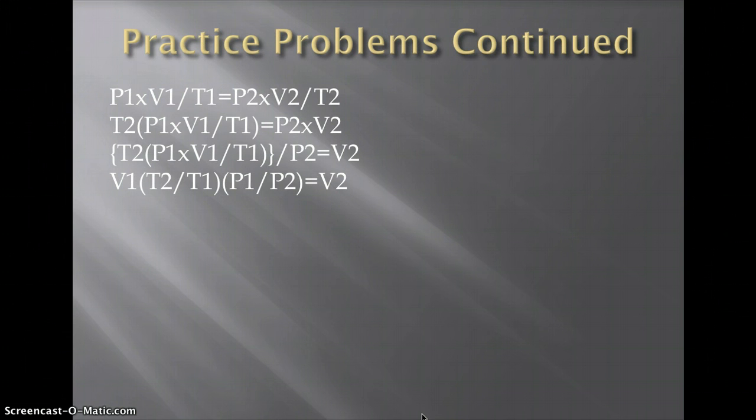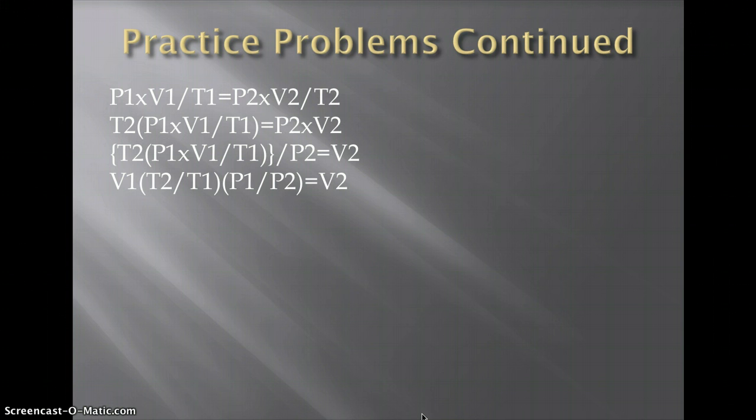As you can see here, this is how I used the actual formula to find out what V2 is. We have to isolate V2. So I first multiplied T2 on the right side and on the left side to get rid of the T2 on the right side. So now our equation is T2 times P1 times V1 divided by T1 equals P2 times V2. Then I divided by P2 to get rid of the P2 on the right side.